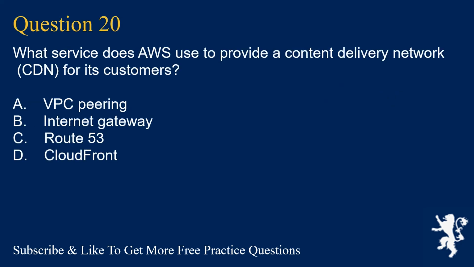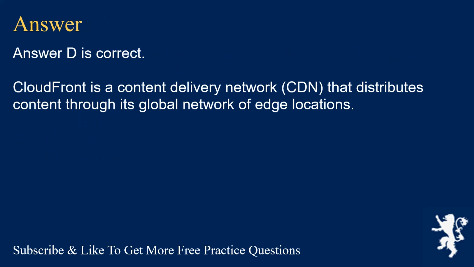Question 20. What service does AWS use to provide a content delivery network, CDN, for its customers? A. VPC peering. B. Internet gateway. C. Route 53. D. CloudFront. Answer D is correct. CloudFront is a content delivery network, CDN, that distributes content through its global network of edge locations.